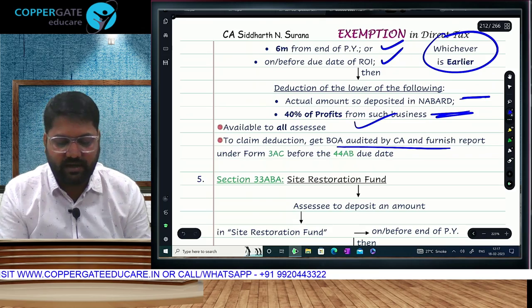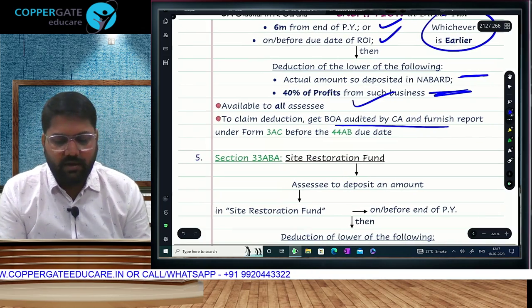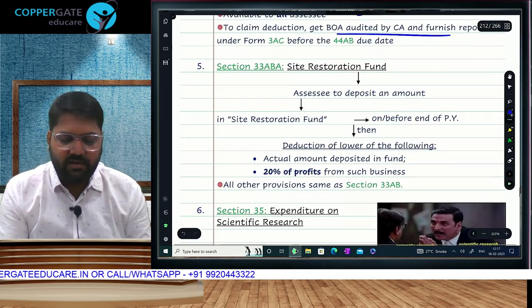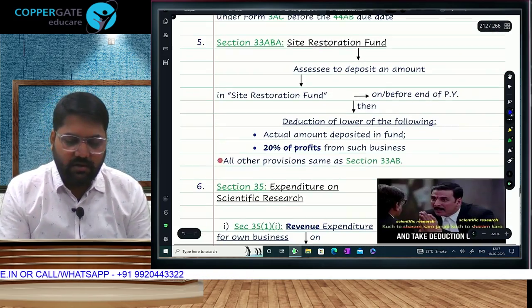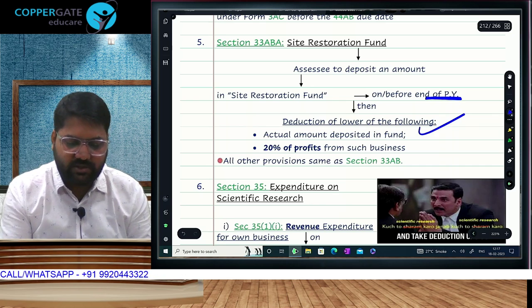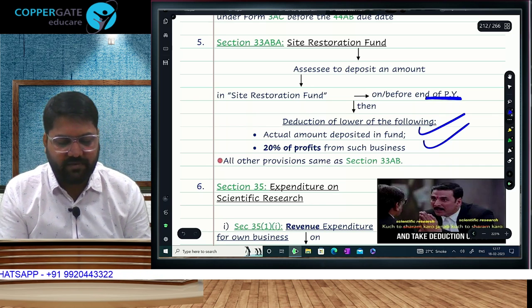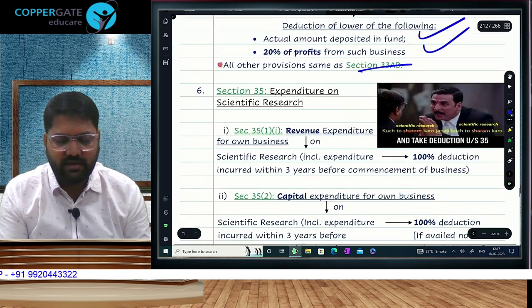Books of accounts audit karana padega on or before the 44AB due date. Likewise, if you are in site restoration business, so again you have to deposit the money in that special account on or before the end of the year, actual amount deposited or 20% of profits from the business, whichever is lower, and other conditions are same.